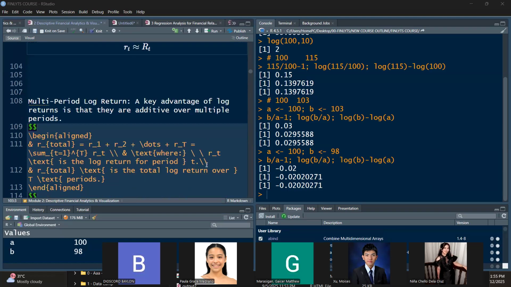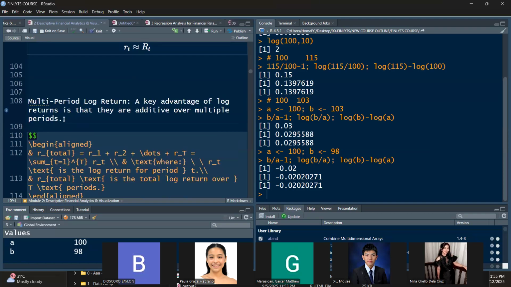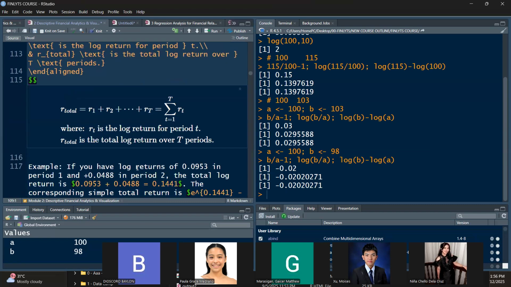Now, how about for multi-period returns? Now, this is very important. For simple returns, the total multi-period return will be the product of one plus the returns. For log returns, the formula is different. So it's not one plus R sub 1. It's the returns itself: R sub 1 plus R sub 2, etc., plus R sub t.